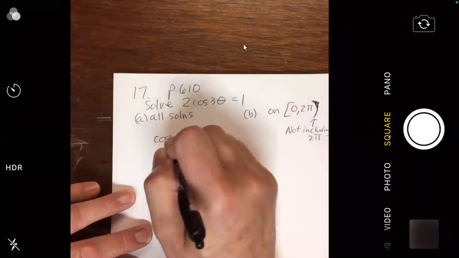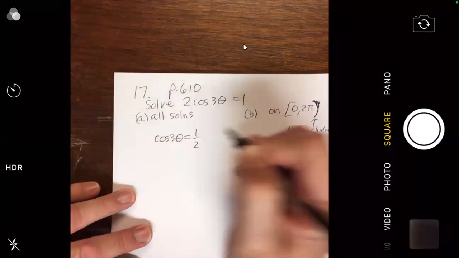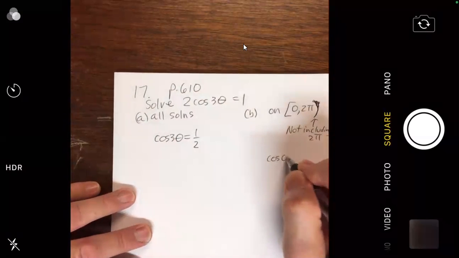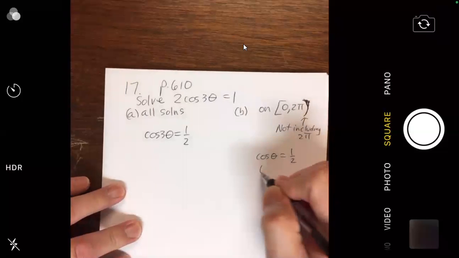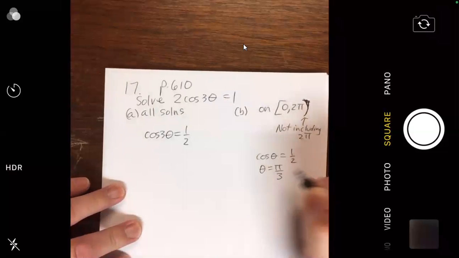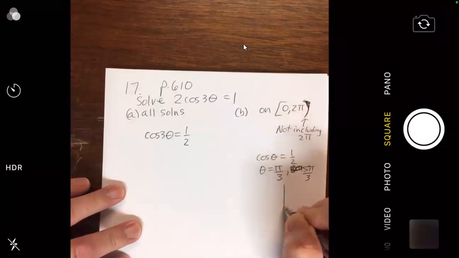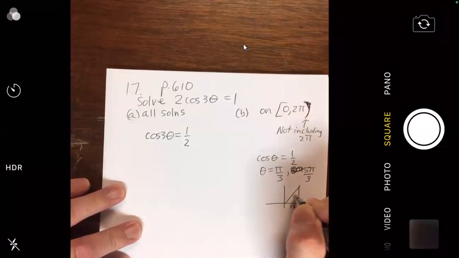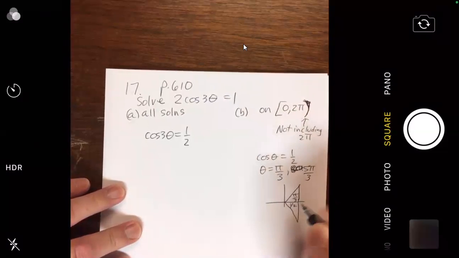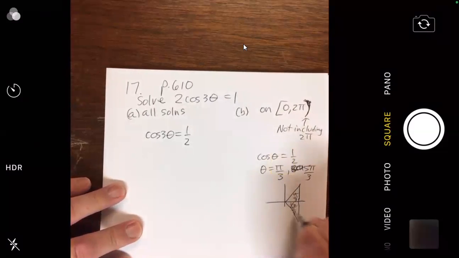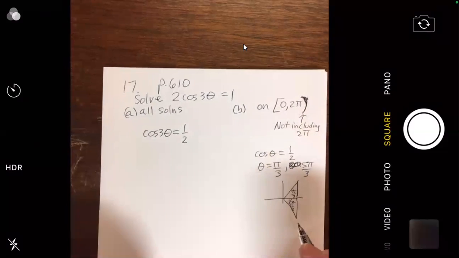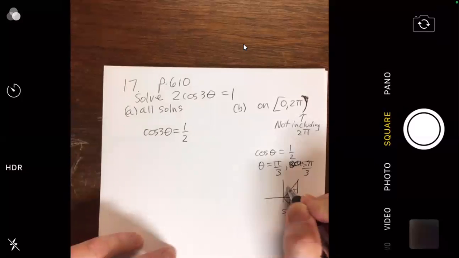This means that cosine of 3 theta would equal 1/2. Now, if I had cosine theta equal 1/2, I'm at pi over 3 and, I'm so sorry, 5 pi over 3. Draw it out. You're at 1/2 on the x-coordinate. That would be at pi over 3. Down here, you'd be pi over 3 short of 2 pi, 6 pi over 3. You'd be at 5 pi over 3. So this is 5 pi over 3 and pi over 3.